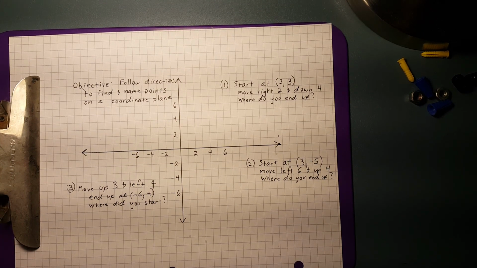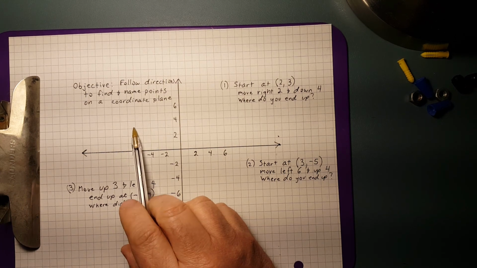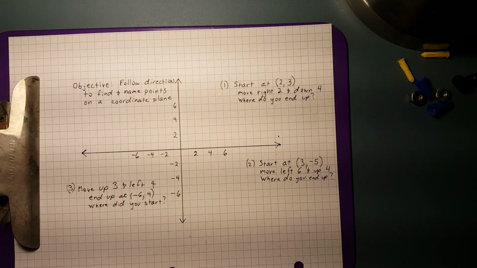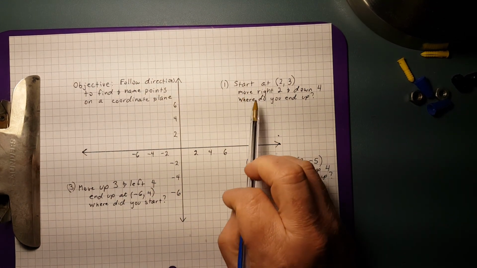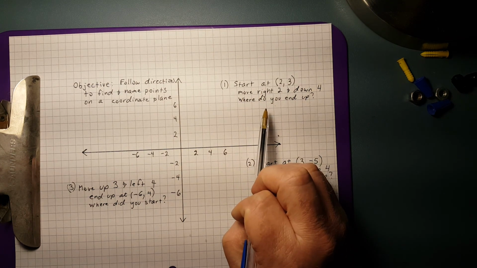All right, so today we're still working on the coordinate plane, and our objective is to follow directions to find and name points on a coordinate plane. Here's an example of what we're doing today. It says to start at (2, 3), move right 2 and down 4. Where do you end up?